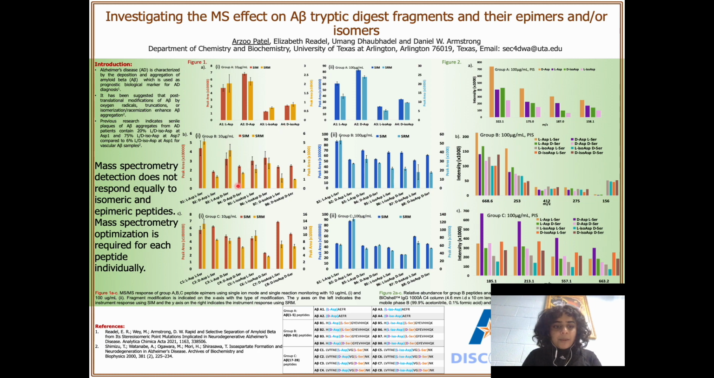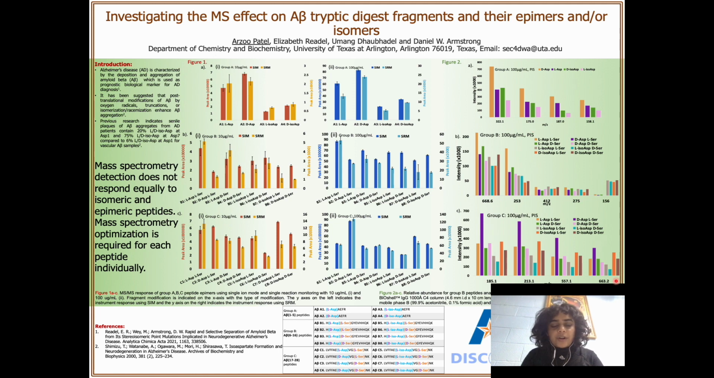Group B peptides have 2 different modifications, and it can be seen that the native all-L peptide has the highest response in SIM and SRM. All of the peptides were less ionizable in both SIM and SRM at both concentrations. For group C, there are several epimers and isomers that have higher instrument response than the native all-L peptide. For most peptides at 100 microgram per mL, the relative ratio of the instrument response is approximately the same.